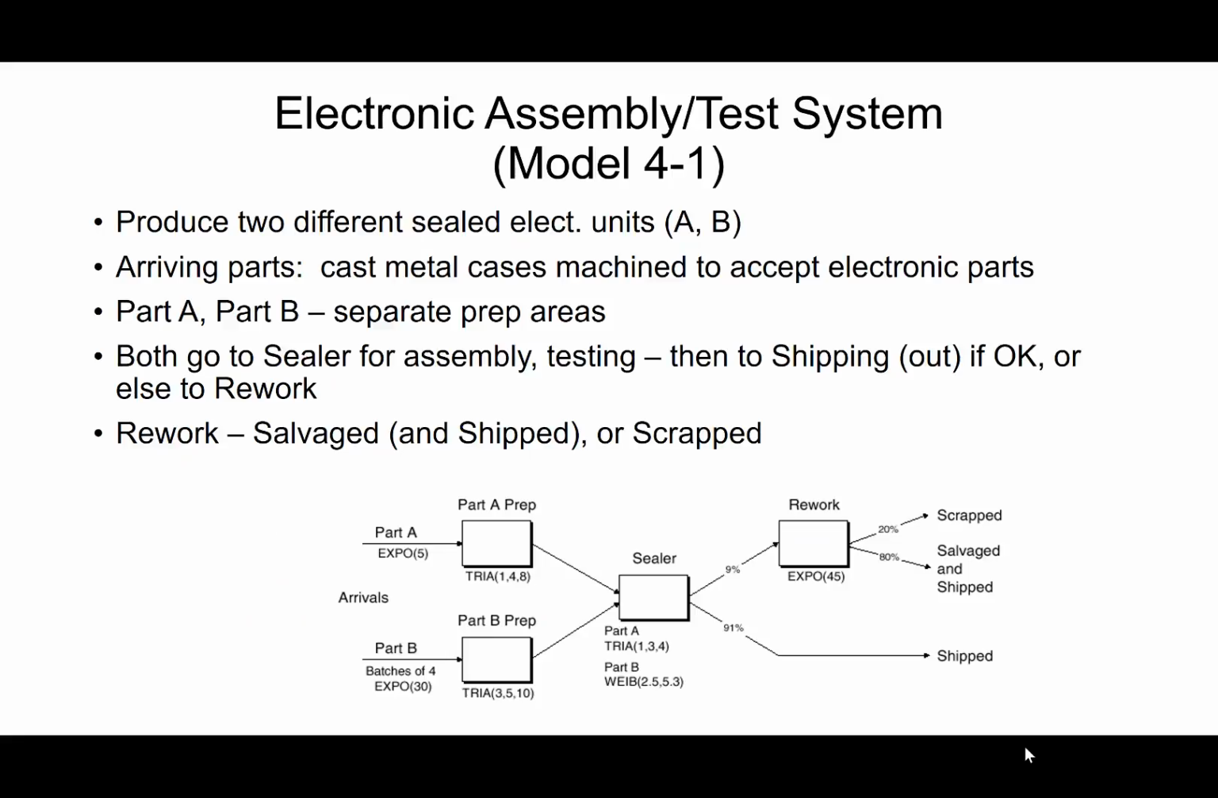So 4.1, Electronic Assembly and Test System. The model looks like below. You'll produce two different sealed electronic units, A and B. Arriving parts will be cast metal cases machined to accept electronic parts. So Part A and Part B will be in separate prep areas. Both go to a sealer for assembly and testing, and then to shipping output if okay, or else if they fail, defects go to rework. From there, they will be reworked.